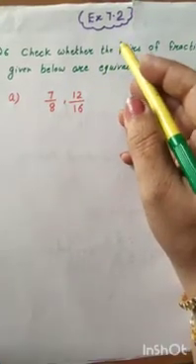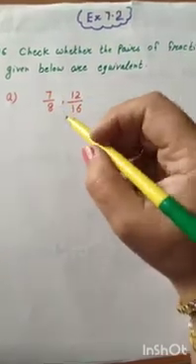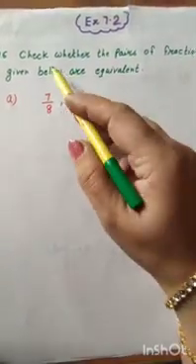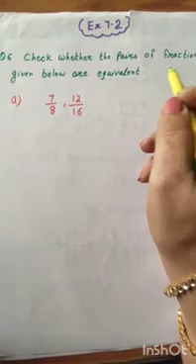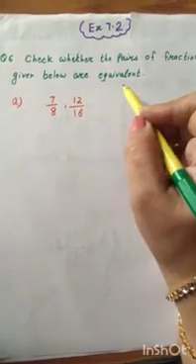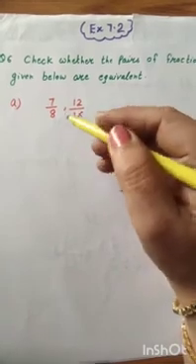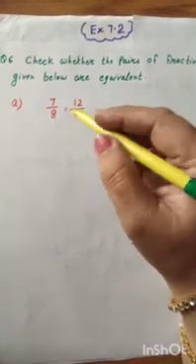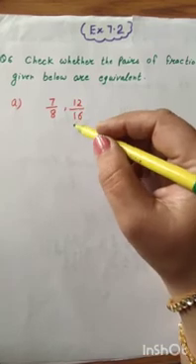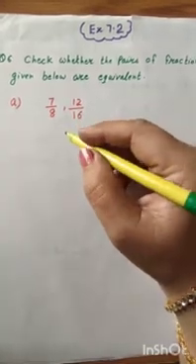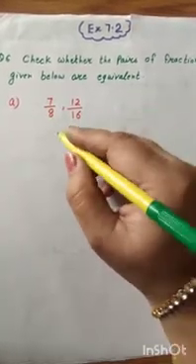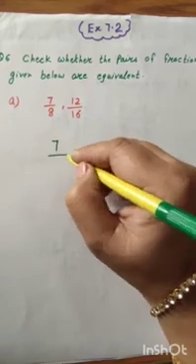Start exercise 7.2, question number 6. In that question we have to check whether the pairs of fractions given below are equivalent or not. When we need to check whether two fractions are equivalent or not, what will we do? We will check them with the help of cross multiplication. I will show you here.